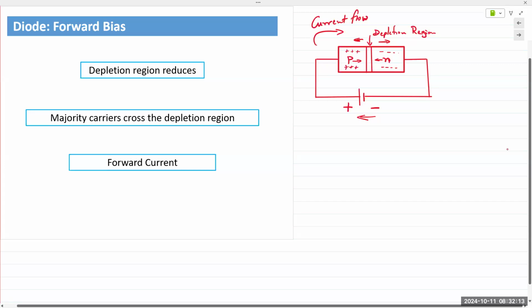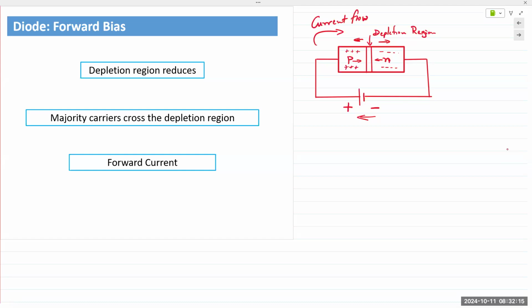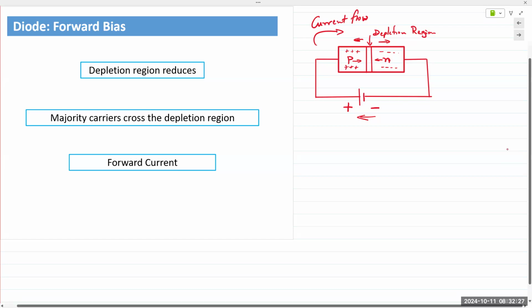Same as the vacuum tube diode. In a vacuum tube diode, we have the electrons flowing from the cathode to the anode. We have the same thing here. Electrons are going from the n-type material to the p-type material, and current flow is marked as flowing from the anode to the cathode. Okay.